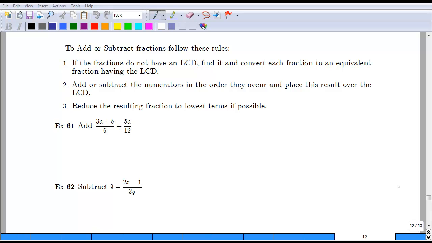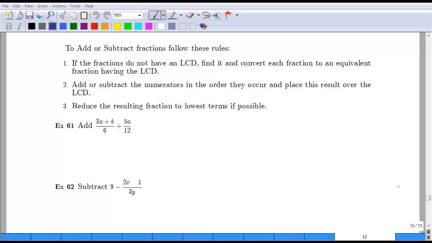First thing we have to do is to find the least common denominator, because that's the only way we can add fractions. And then we are going to use that least common denominator to find an equivalent fraction. So we're going to multiply the top and bottom, the numerator and denominator, by the same number so that we can get the number we need in the denominator and thus change the numerator to match that. Once we've done that, we can then add or subtract the numerators all the way across and place that result over the least common denominator. And then, if possible, we want to, again, reduce back to lowest terms.